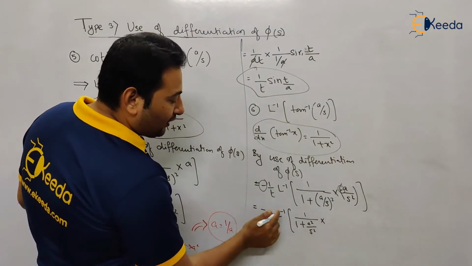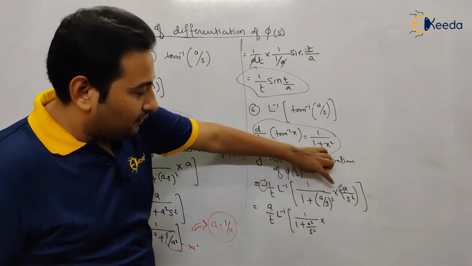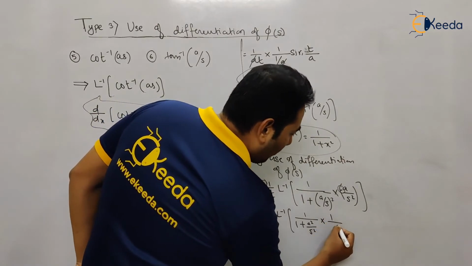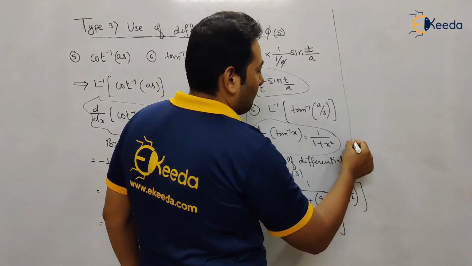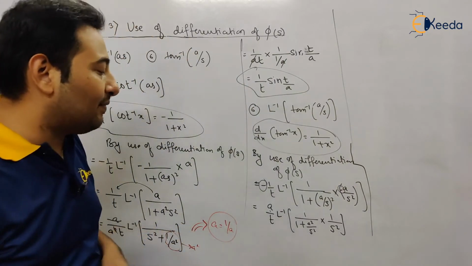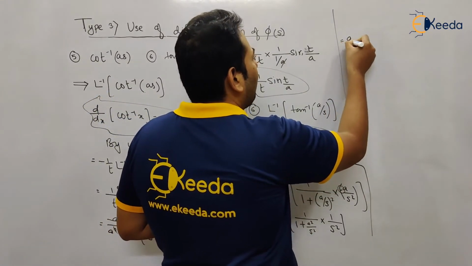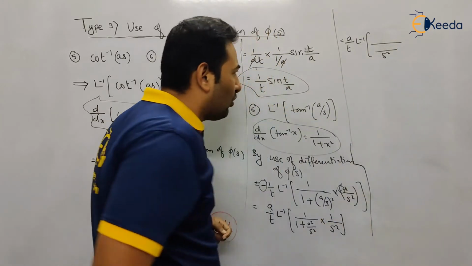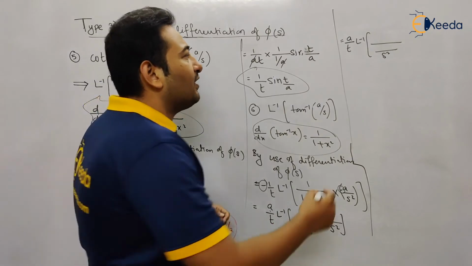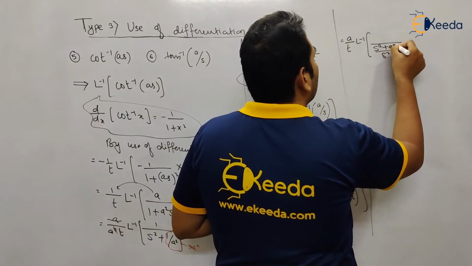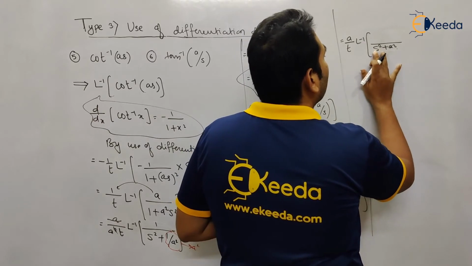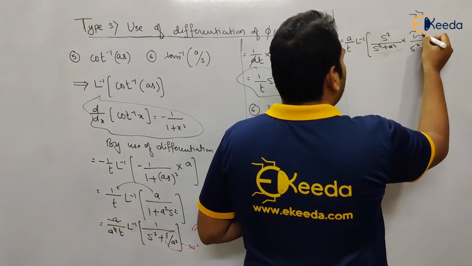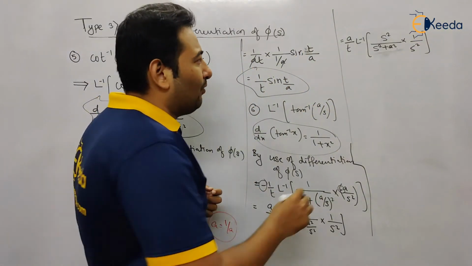Let's take a also outside. So this minus a into minus will become plus 1 upon s square. Let us take the LCM here. This will be a by t, Laplace inverse of s square is the LCM, cross multiply. This will be s square plus a square. And this s square will go up into 1 upon s square. 1 upon s square will be cancelled.